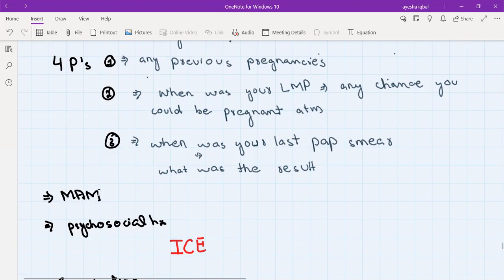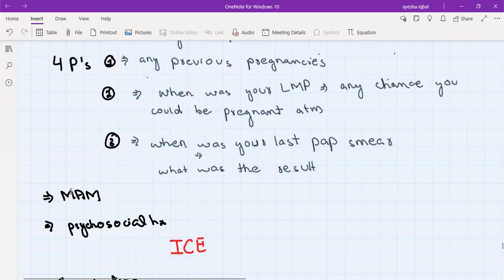This question is important because COCPs can interact with certain medications. We also need to ask if she buys any herbal medication or over-the-counter medication because certain herbal medications can also interact with COCPs. Okay, so this question is important. And then, of course, asking for allergies is important.